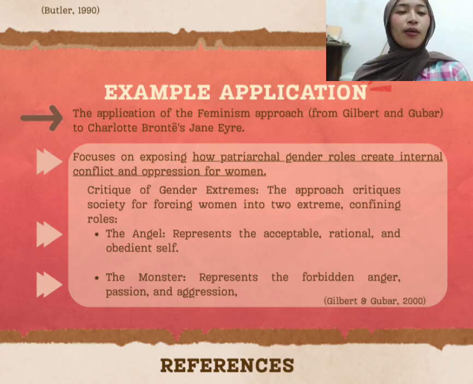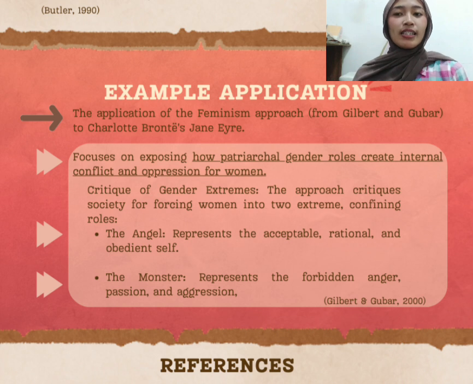Okay, next we'll move to the example application of feminism approach. In this section, I took the example from Gilbert and Gubar on Charlotte Bronte's Jane Eyre. It focuses on exposing how patriarchal gender roles create internal conflict and oppression for women. This article contains critique of gender extremes. The approach critiques society for forcing women into two extreme confining roles.